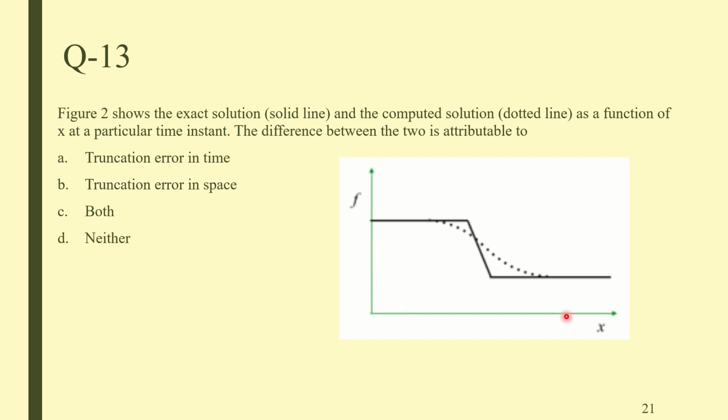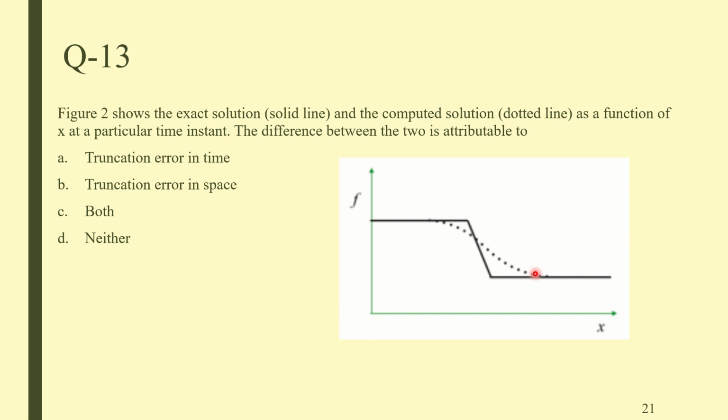So here it is figure 2, which is showing the exact solution and the computed solution, which is a dotted line. So here we have it as a function of x at a particular time instant. The difference between the two is attributable to, so here we have truncation error in space and truncation error in time. So it is getting changes in space as well as in time. The exact solution should have come here like this, whereas the computed solution we are getting like this.